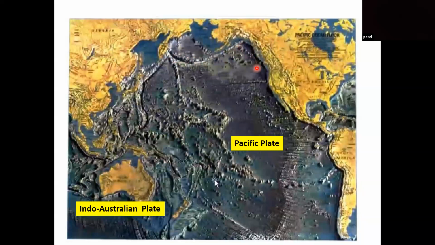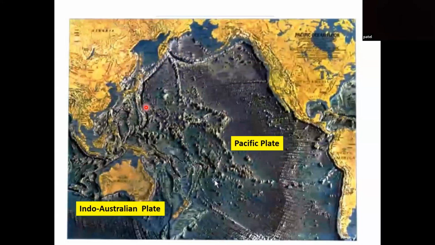And here, where I'm moving this pointer, is another type of boundary. This is called a mid-oceanic ridge. Here new crust is formed. And across this mid-oceanic ridge, you can see another type of margin. This is a third type of margin. So these three types of margins separate the different plates.